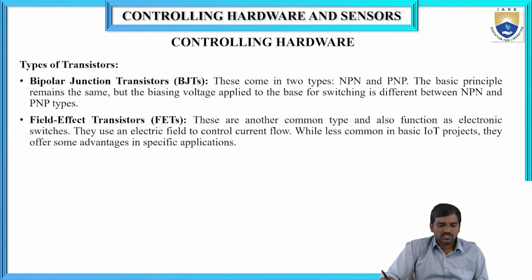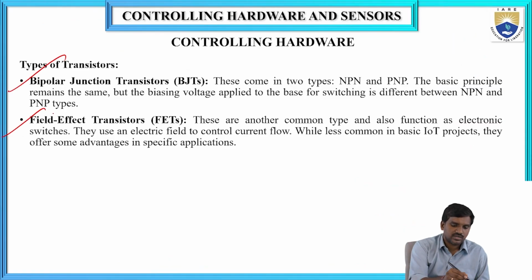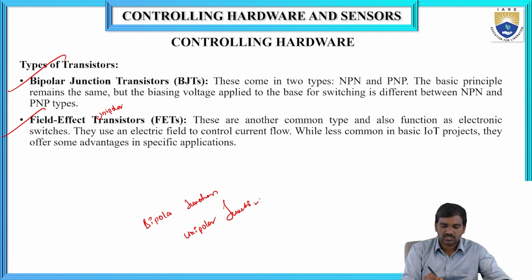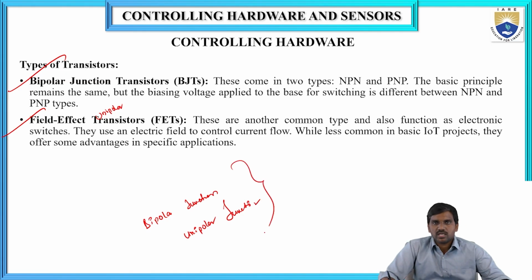Next, the types of transistor: we have the bipolar junction transistor and the unipolar transistor. The main difference is that in a bipolar junction transistor, the current flows due to both electrons and holes in the device. In a unipolar transistor, the flow of current is due to either the movement of holes or the movement of electrons.